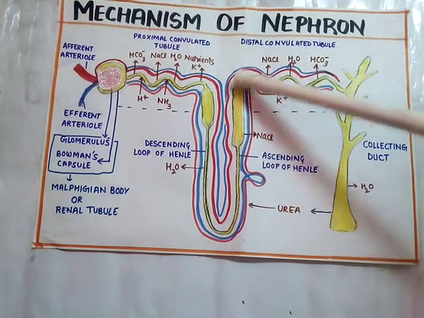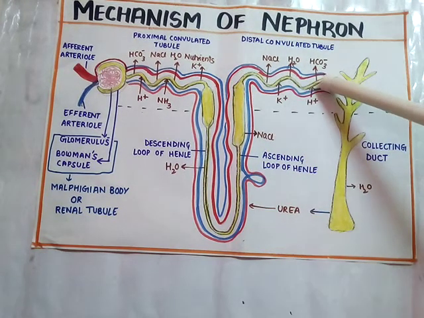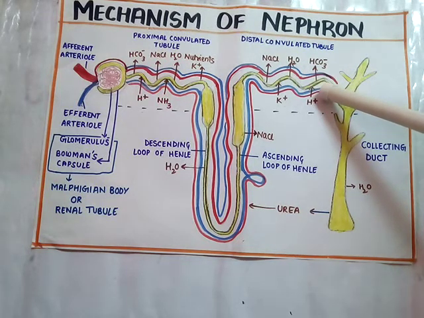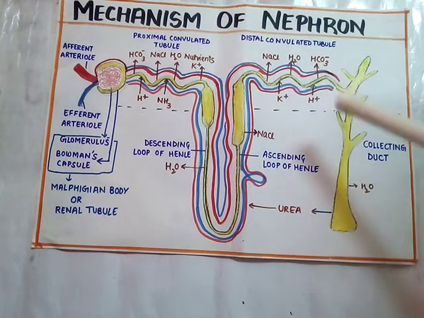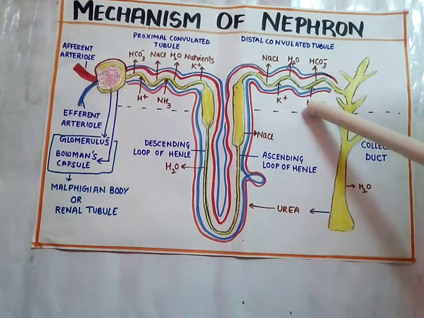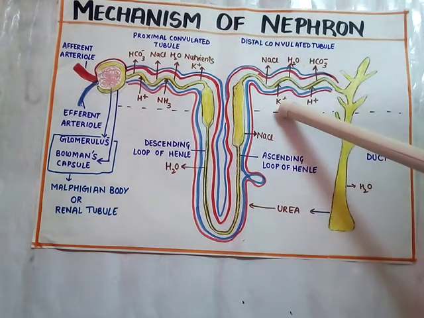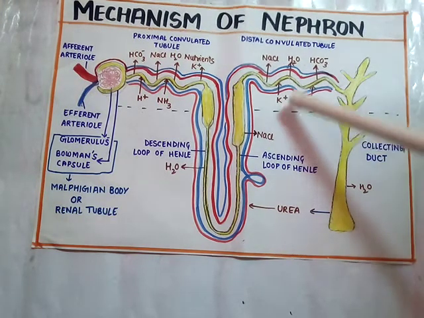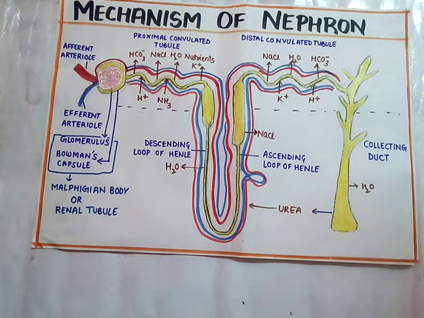Now it goes into the distal convoluted tubule. Here, conditional reabsorption of sodium ions and water takes place. The distal convoluted tubule is also capable of reabsorption of bicarbonate ions and selective secretion of hydrogen and potassium ions to maintain the pH and the sodium-potassium balance in the blood.